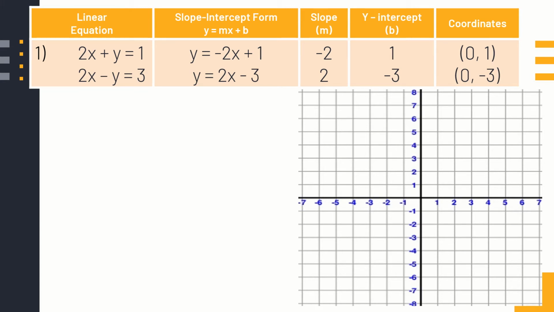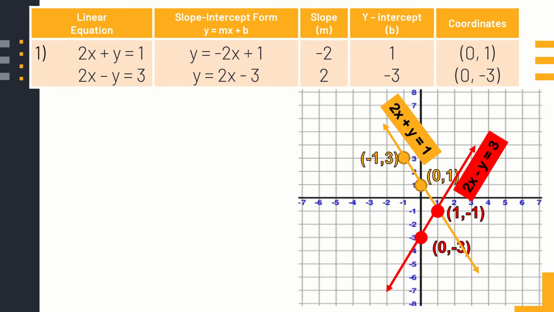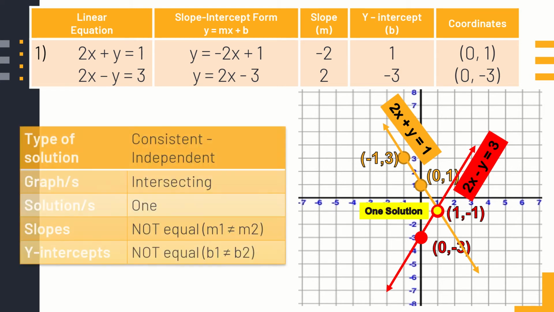So plot the point (0, 1), then apply the concept of rise over run, negative 2, then one step on the negative side. Then on the second one, (0, negative 3), rise 2 steps, then 1 step on the positive side. So the next point will be (1, negative 1), and that will be the line for 2x minus y equals 3. Type of solution is consistent and independent. The graph is intersecting. Solution: 1. The slopes and y-intercepts are obviously not equal.